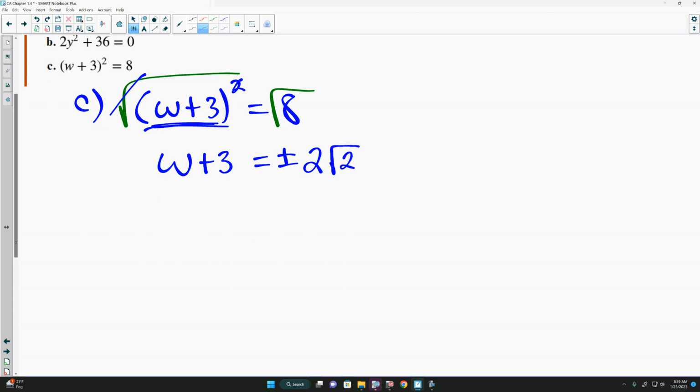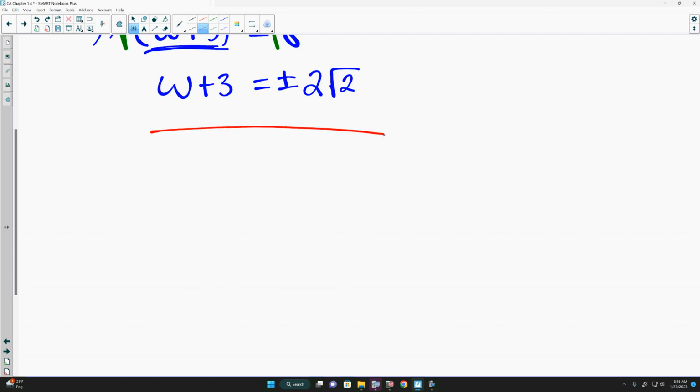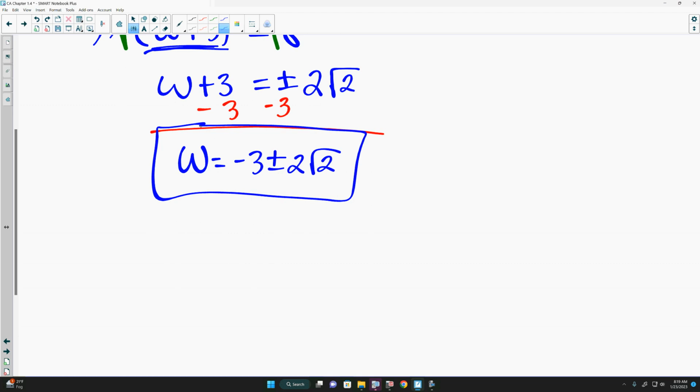Now, unfortunately, w is not by itself, so we need to subtract 3. And that's it. When you add or subtract something, you put it in front of the plus or minus. So here, when we subtracted the 3, we put it in front of the plus or minus, and then we would simplify from there.